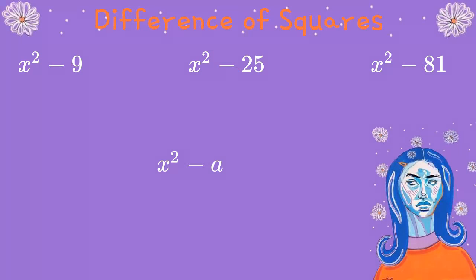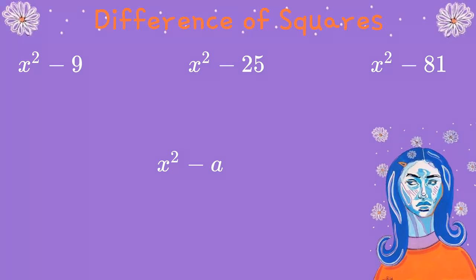All right. So it's a difference, because these are all subtraction, and squares, because we have x squared and 9 is a square number, x squared and 25 is a square number, x squared and 81 is a square number. By a square number, I mean there is some number that when you square it will equal that. 3 squared equals 9, 5 squared equals 25, 9 squared equals 81. So that's why those are called square numbers.